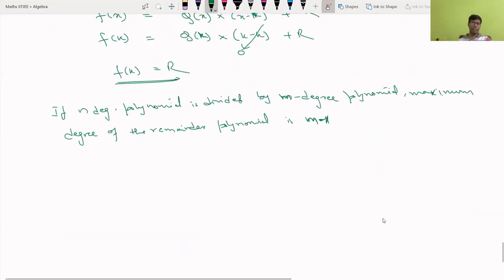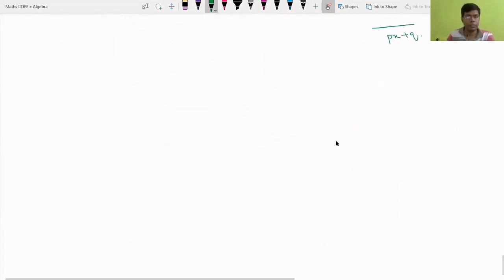Suppose I have say any function f of x, and it is getting divided by a quadratic, say ax square plus bx plus c. So after completing the whole division process, ultimately the remainder which I'll be getting will be a linear px plus q form, right? So it will always be 1 degree less than the divisor. Okay. So let's do a simple example.